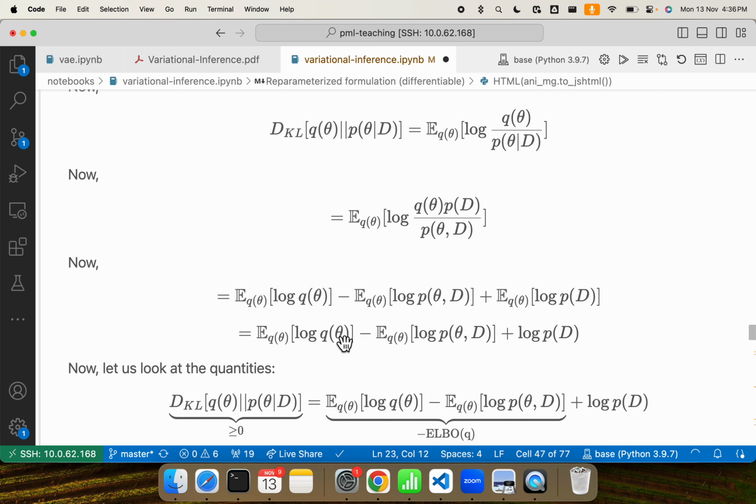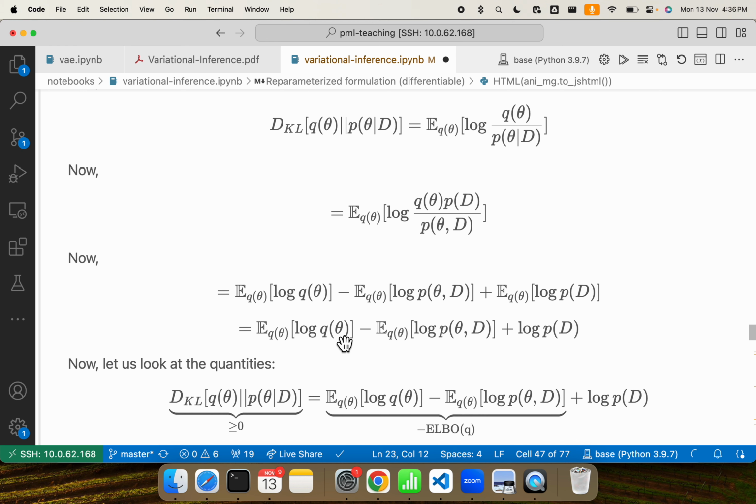Now let's look at these quantities. As per the definition of KL divergence, it's a non-negative quantity. You're trying to compute some notion of divergence between two distributions. It is equal to 0 only when the two distributions are exactly the same. Otherwise, it's always greater than or equal to 0, plus the log of P of D term, and there is this term which we are calling minus ELBO. Any guesses on what this might stand for? It's a very strange term.